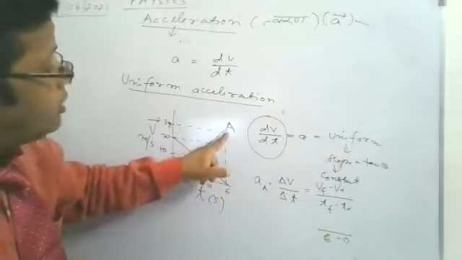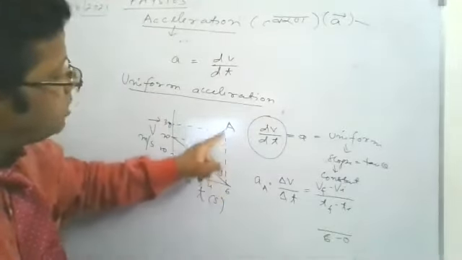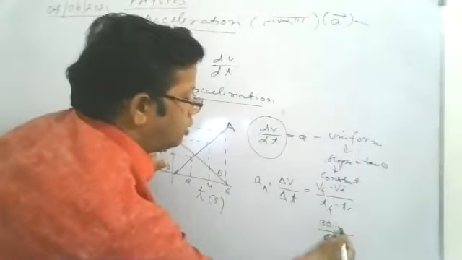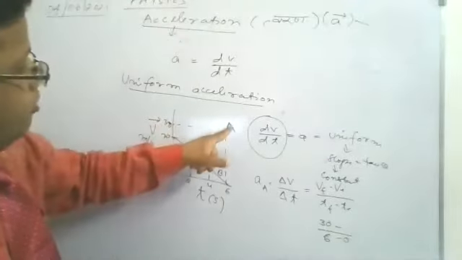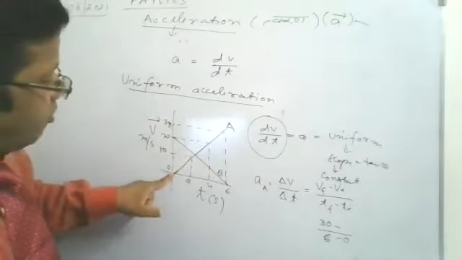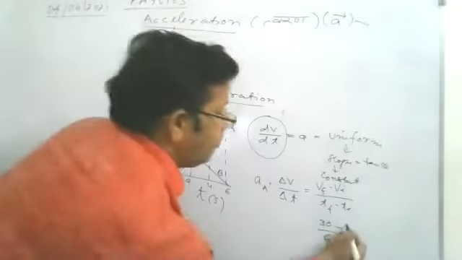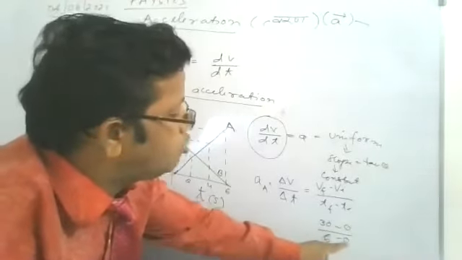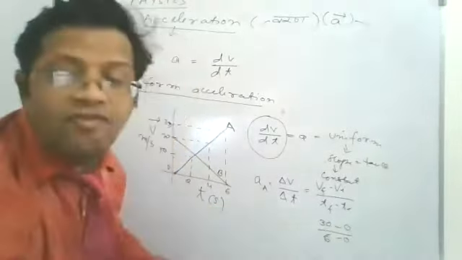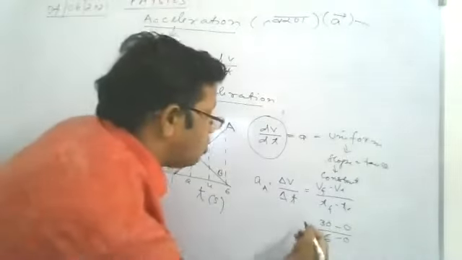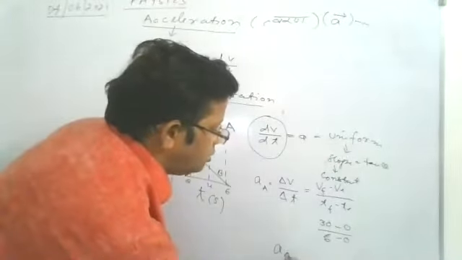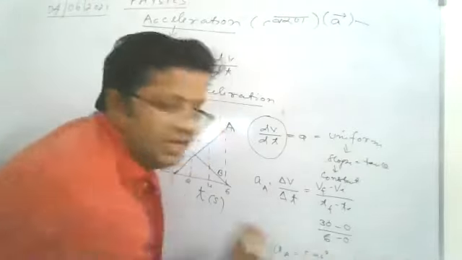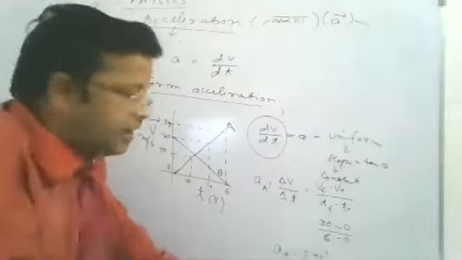For graph A, what is the final velocity? When the time becomes 6, the final velocity becomes 30. What is the initial velocity? The graph starts from here, so the initial velocity is 0. So what is the acceleration? 30 minus 0, 30, upon 6 minus 0, 30 upon 6 is 5 meter per second square. So the acceleration of A is 5 meter per second square.